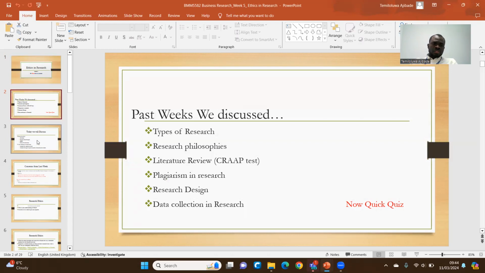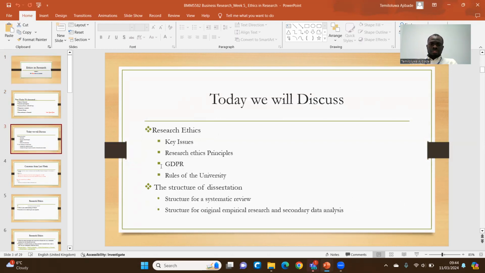Now, today, what we'll be discussing is the research ethics, and then we look at the key issues. We look at the research ethics principles. We look at the GDPR. You'll be knowing the meaning of GDPR in the course of the lecture. And then, yeah, the university, that's the Leeds Trinity University, have some rules guiding research. We'll be going through that.